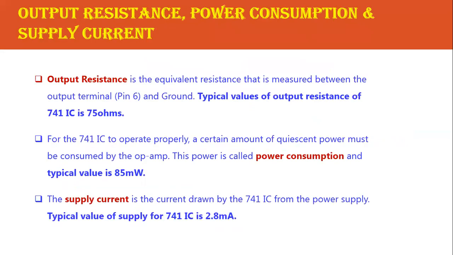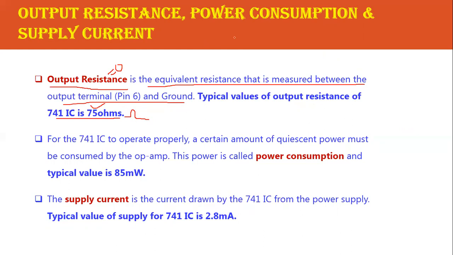Next one is output resistance. Output resistance should ideally be equal to 0. It is the equivalent resistance measured between the output terminal and the ground terminal, so it is also called the load resistance. Generally this output resistance should be equal to 0, but for IC741 it is 75 ohms, which is a very small value. Generally the range for this value is considered to be less than 100 ohms. So for IC741 it is 75 ohms, which is very small, and it is acceptable.